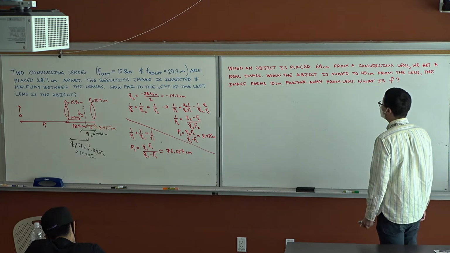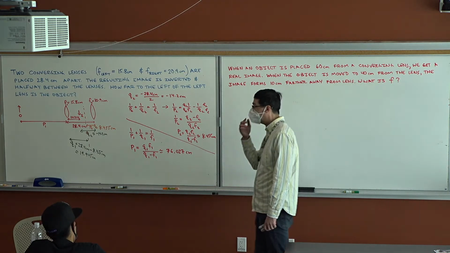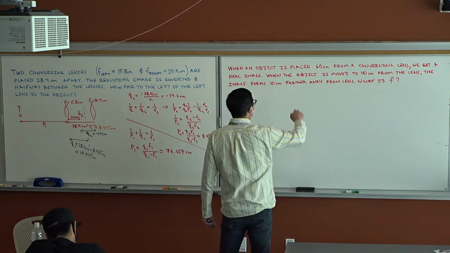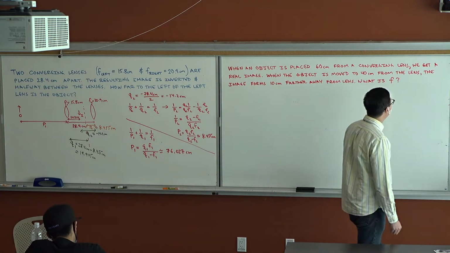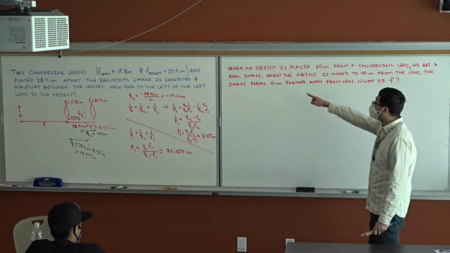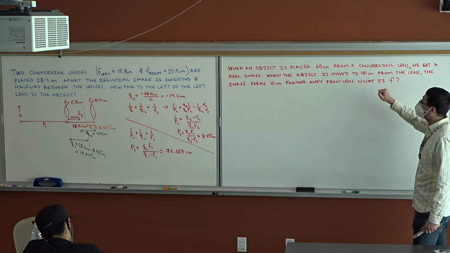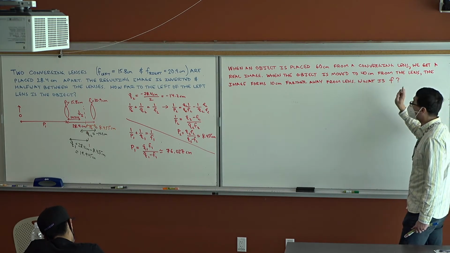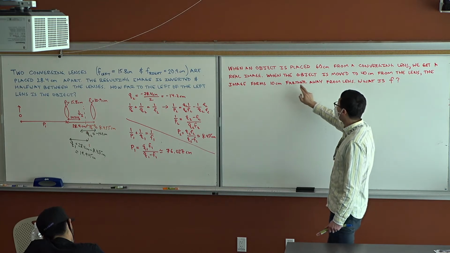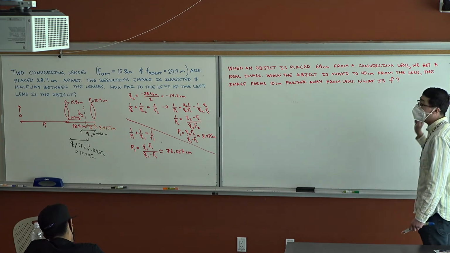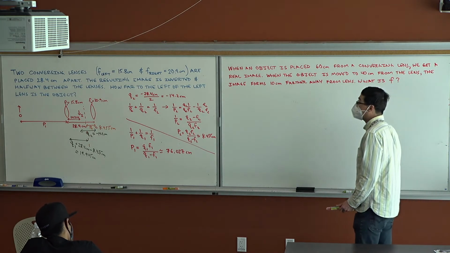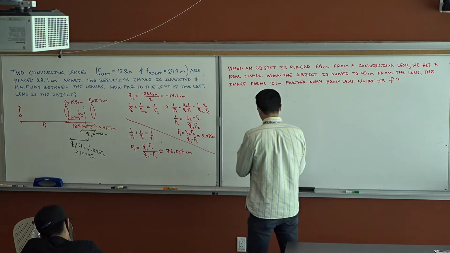So this time, I give you an object placed 60 centimeters from a converging lens, and I tell you we get a real image. If we then move the object to only 40 centimeters away from the lens, the image is actually 10 centimeters further away from the lens. We want to know what is the value of the focal length of this converging lens.